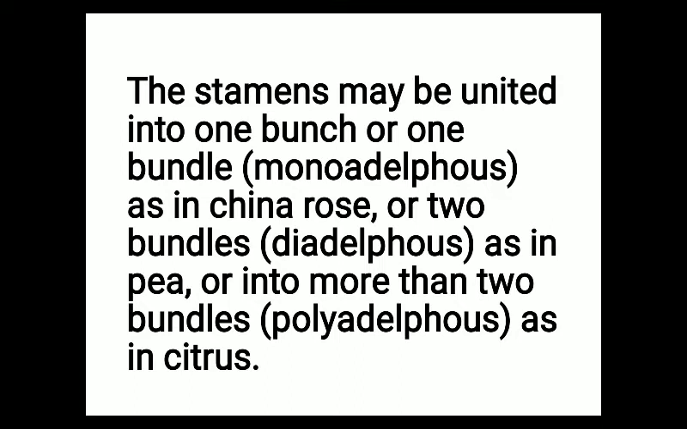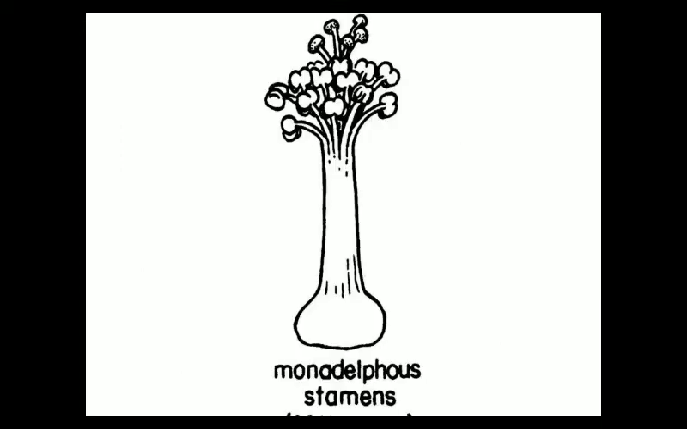So on what basis are we going to categorize? On the basis of the union of the stamens. One by one we will discuss. First we will discuss the monoadelphous condition. In monoadelphous condition, what will happen? The filament part of the stamens will fuse together and form one bundle. But we have to remember that the anther part of all the stamens will remain free.